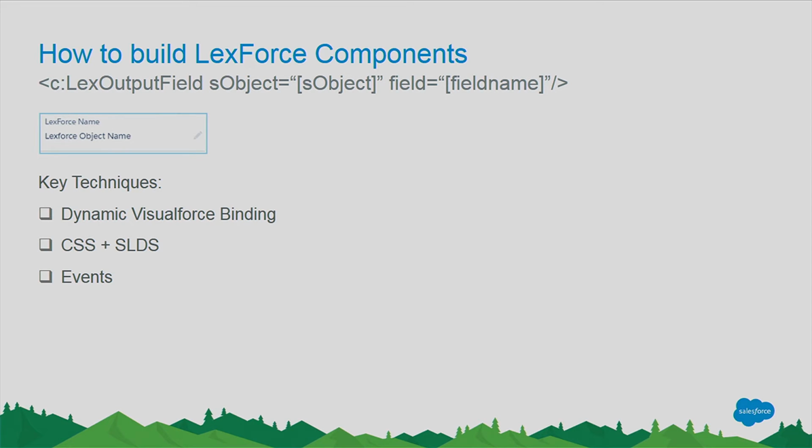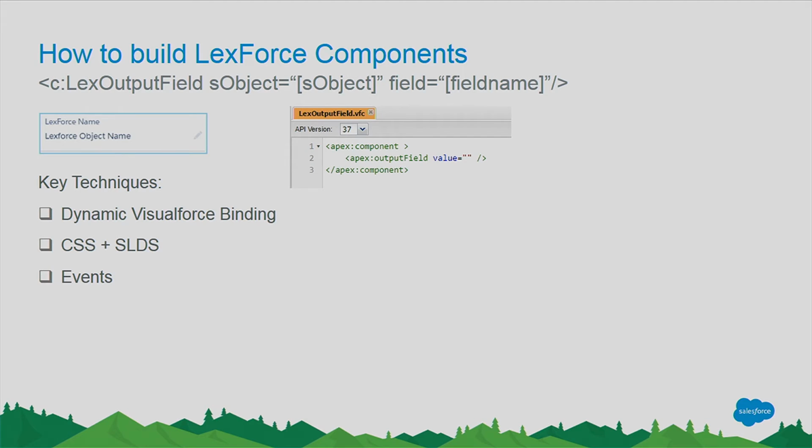Let's build a Lex output field. Here is the syntax of this new VisualForce component. You just need to pass in the SObject and the field name. This syntax is a little bit different from the standard VisualForce component, because of the data binding part. I'm going to talk about it later.